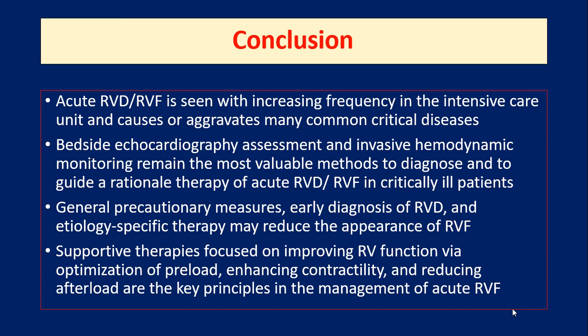General precautionary measures, early diagnosis of right ventricular dysfunction, and etiology-specific therapy may reduce the appearance of right ventricular failure. Supportive therapies focused on improving RV function via optimization of preload, enhancing contractility, and reducing afterload are the key principles in the management of acute right ventricular failure.